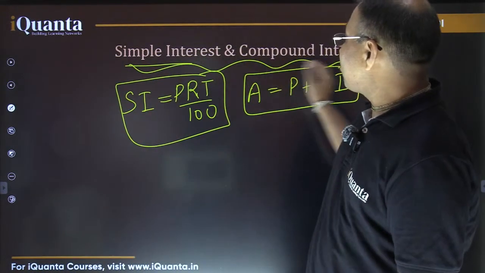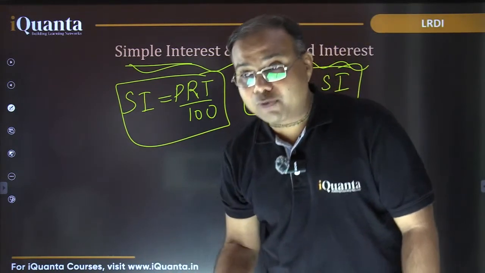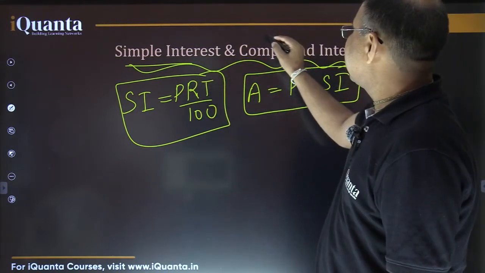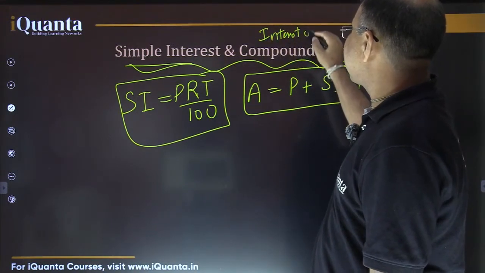Nice. Moving to compound interest part. So in compound interest part, the formula which we use, actually compound interest का मतलब बिल्कुल सही बात लिखी है अमन ने. So that is interest on interest.